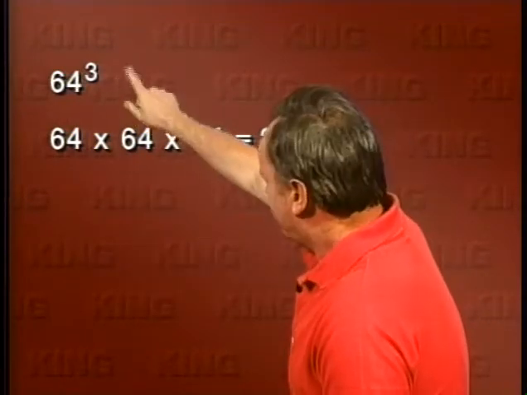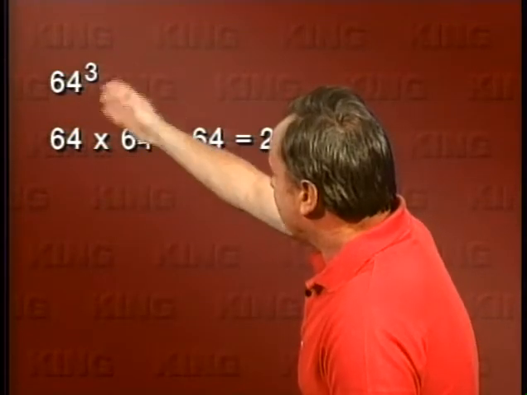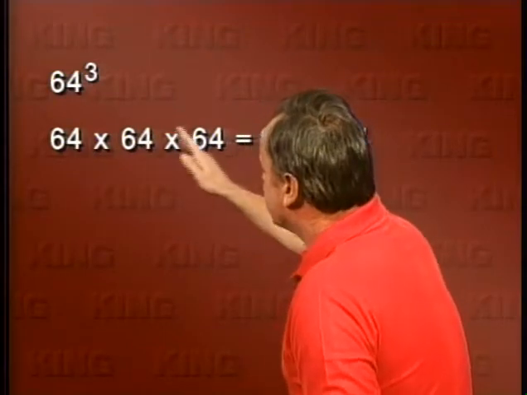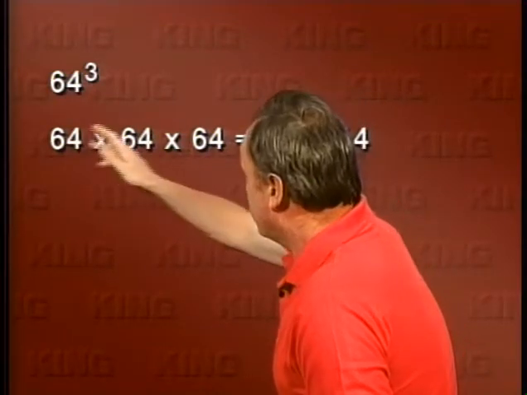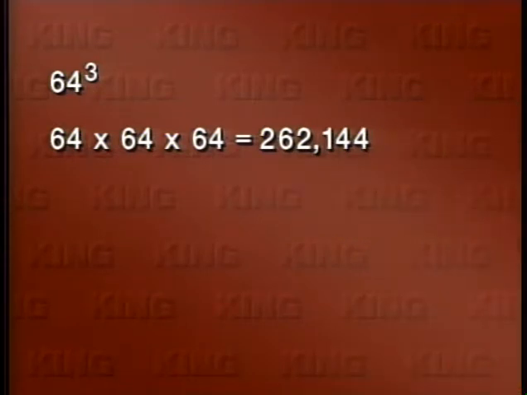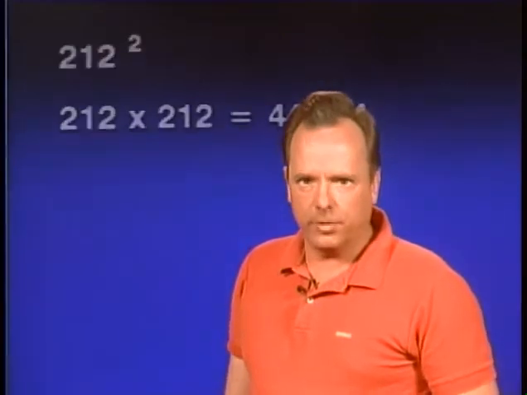Using a number 3 times as a factor is expressed as, in this case, the number 64, with the 3 up there. That's 64 raised to the 3rd power. Another way of expressing that is 64 cubed. That's the cube of 64, and that's using 64 as a factor 3 times. In that case, it would be 64 times 64 times 64, or 262,144.